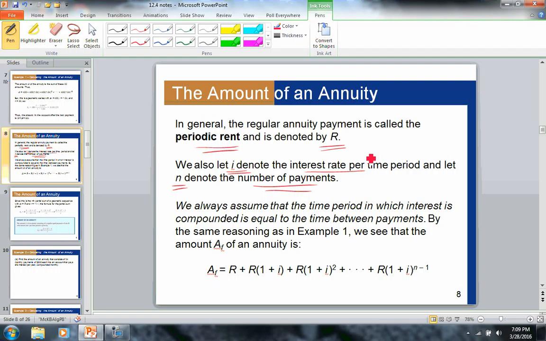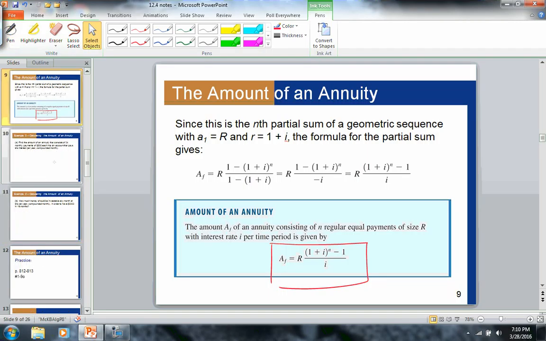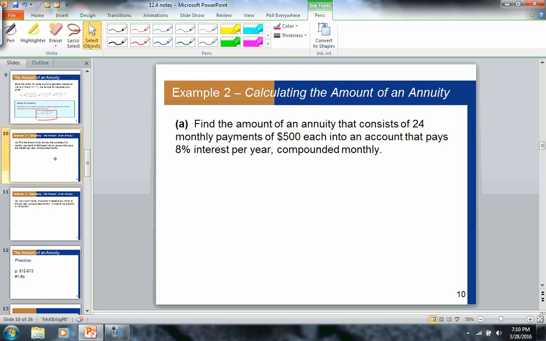So this then is the equation that we're going to be working with, in the bottom of the little box here. Again, the R is going to be that rent, or the payment. And then the I is going to be the interest. The N is the number of payments. And then the A sub F, that's your final amount, the final annuity. Again, this is going to be on your formula sheet, so you'll have access to it. But let's take a look at a couple examples here where we're actually using it.